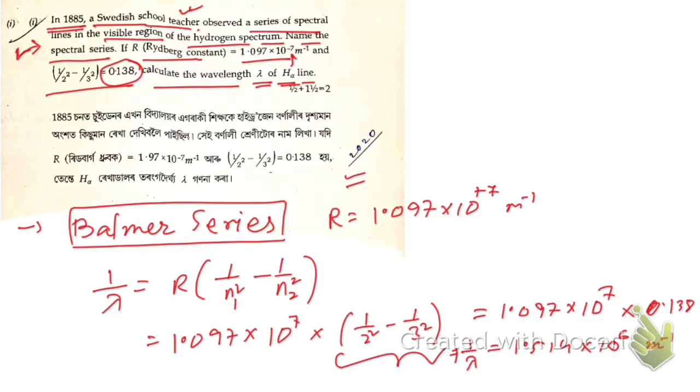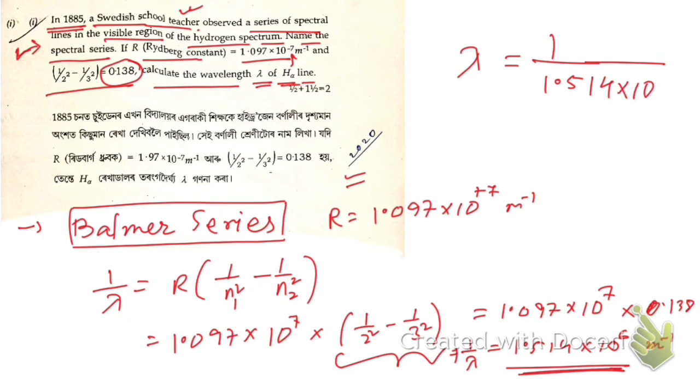Now we need to find the wavelength, that means lambda. So in order to find the wavelength lambda, we have to take the reciprocal of 1 by lambda, that is 1 by 1.514 into 10 to the power 6. So if you evaluate this, then you're going to have 6.605 into 10 to the power minus 7 meter. That's what you will get, right? So this is the answer.